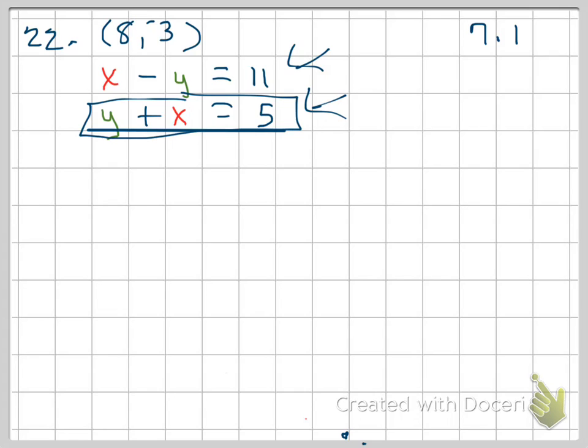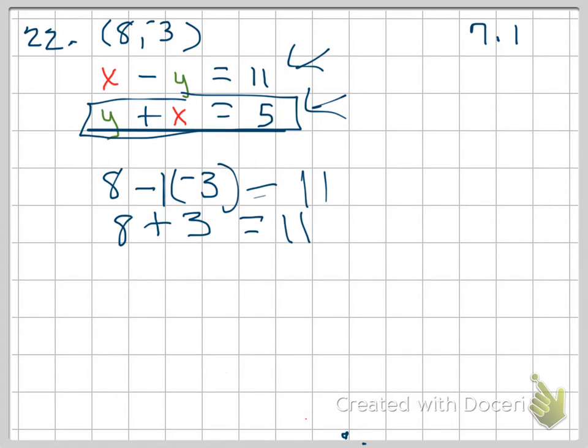So, x minus y, 8 minus a negative 3 equals 11. Okay, well this is basically saying 8 minus, or a negative 1, times a negative 3. And we know a negative times a negative is a positive. And we know 1 times 3 is 3. Bring down our 8 on the other side of the equation. And we know that 8 plus 3 is 11. So far, our coordinates are accurate. Let's plug in the last one.